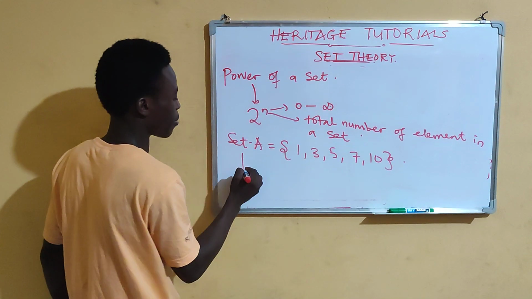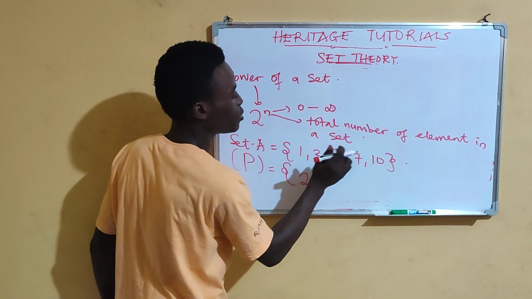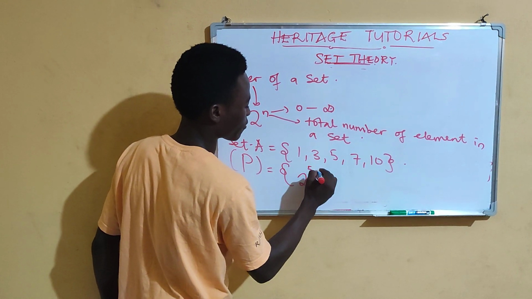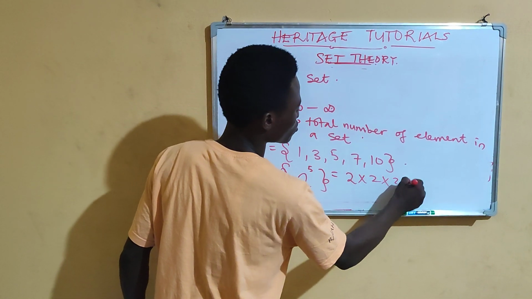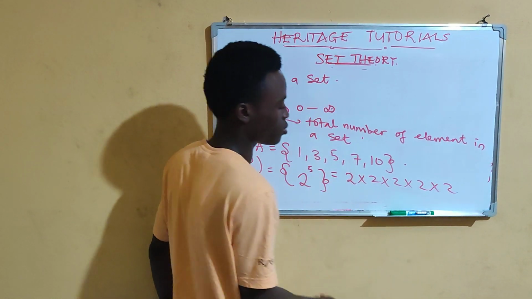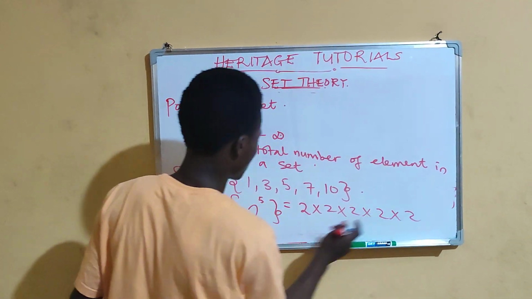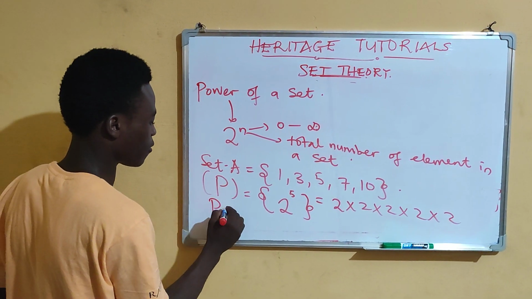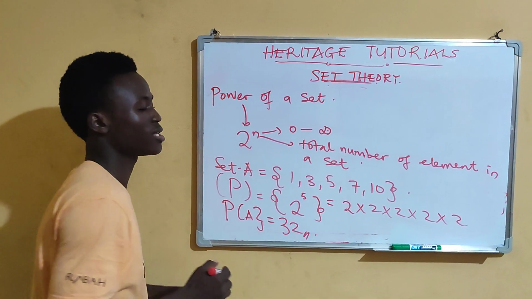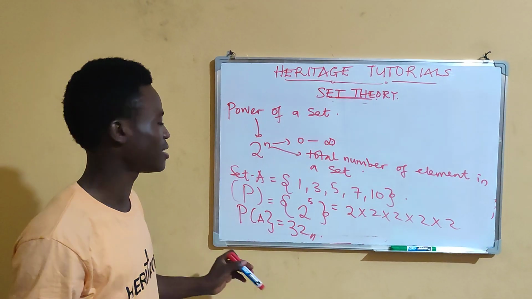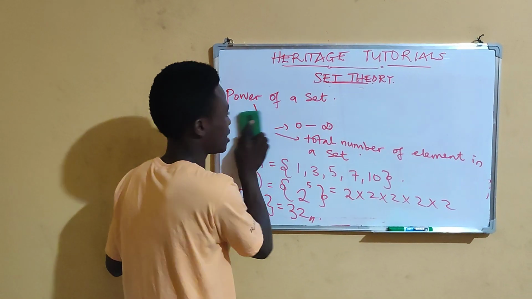and I ask you to find the power P, it will give me 2 raised to the power 1, 2, 3, 4, 5. 2 raised to the power 5 is the same as 2 times 2 times 2 times 2 times 2. I hope you all know that. 2 times 2 is 4. 4 times 2 is 8. 8 times 2 is 16. 16 times 2 is 32. So the P of A will be equal to 32. So 32 is going to be my final answer. So the power set is going to be equal to 32. I hope you get that.